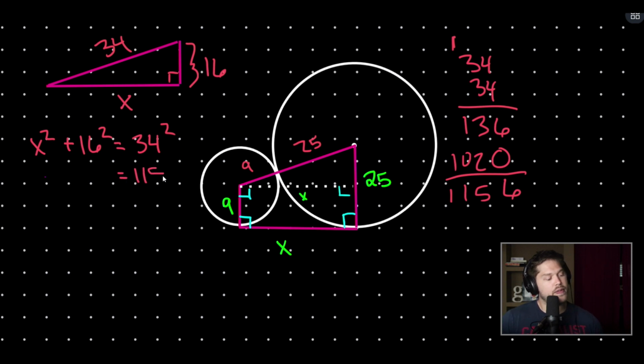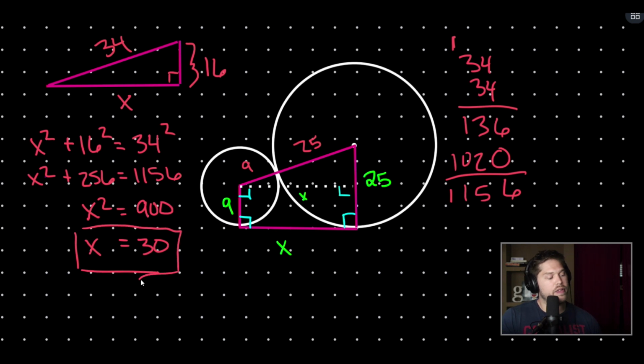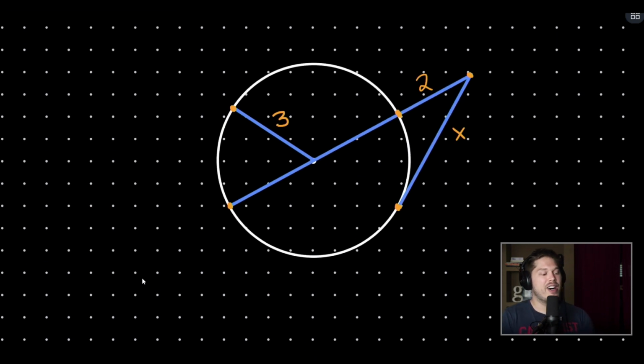So we have 1156 is equal to x squared plus 256. I do know 16 squared is 256. Now let's subtract 256 from both sides. And we get x squared equals 900. And we take the square root to see that x is equal to 30. So the value of x is 30. Fantastic work, everybody. On to the next problem.